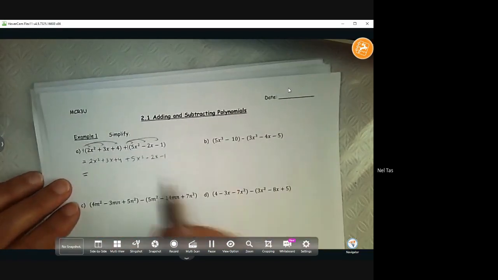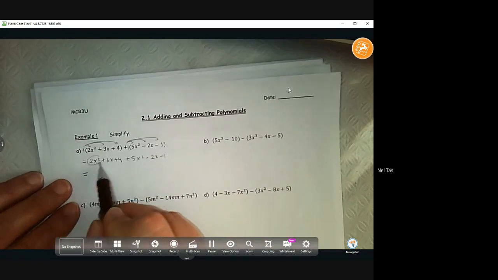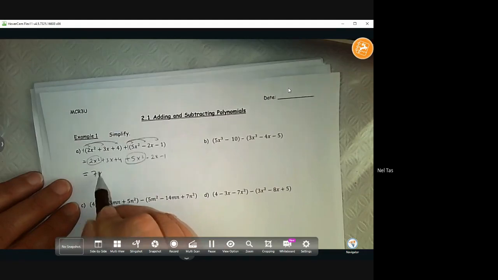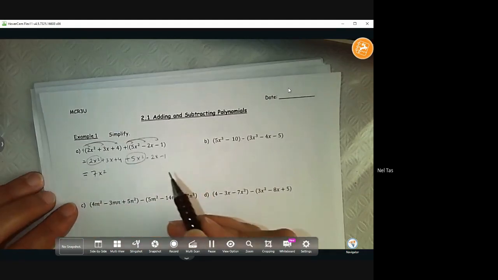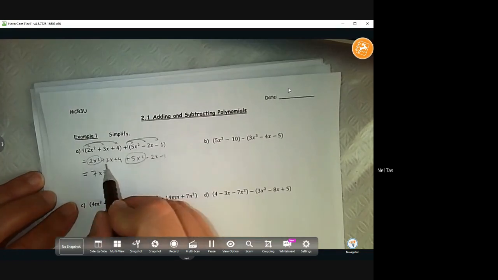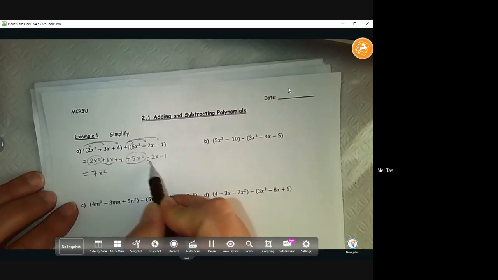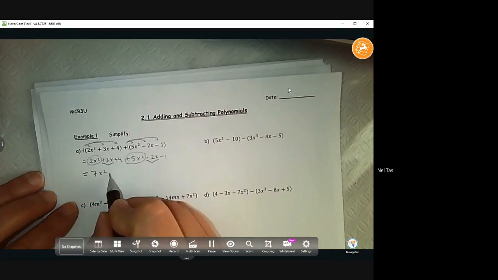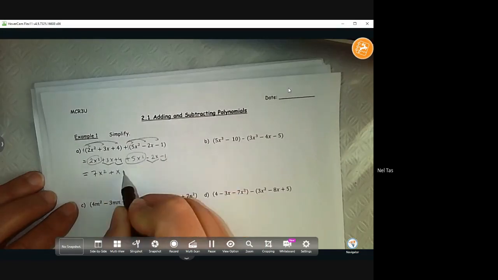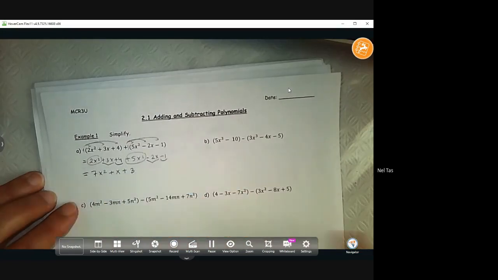Next step, collecting the like terms. So we have 2x squared plus 5x squared, so 7x squared. When you are collecting the like terms, make sure you take the terms with the signs in front of them. Next, we have terms with x. So we have positive 3x minus 2x. That gives you plus x. And finally, positive 4 minus 1 gives you 3.